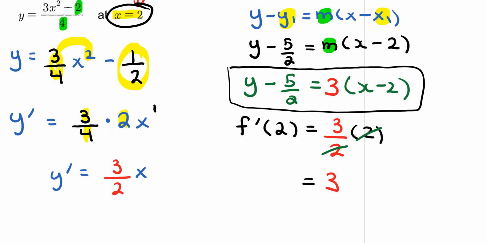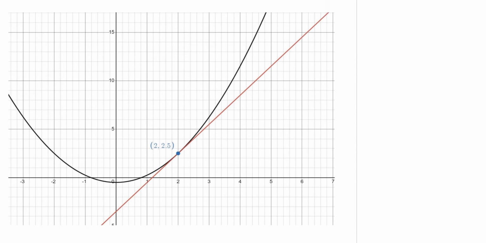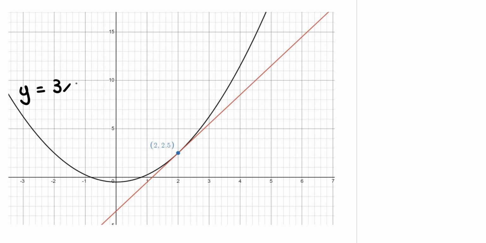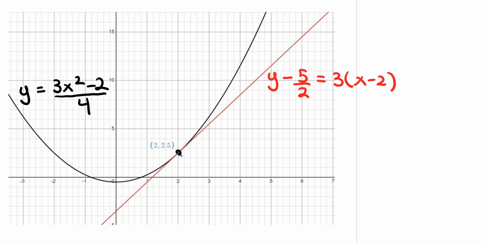Okay, and once again, we'll have a visual graph of this particular solution. The parabola has the equation y equals (3x squared minus 2) over 4. That's the equation of the parabola. And the equation of the linear line is what we just found, which is y minus 5 over 2 equals 3 times (x minus 2). And we're tangent at this particular point, which is actually (2, 5 over 2). And 5 over 2 is the same thing as 2.5, right? So that is a visual sketch of our solution.